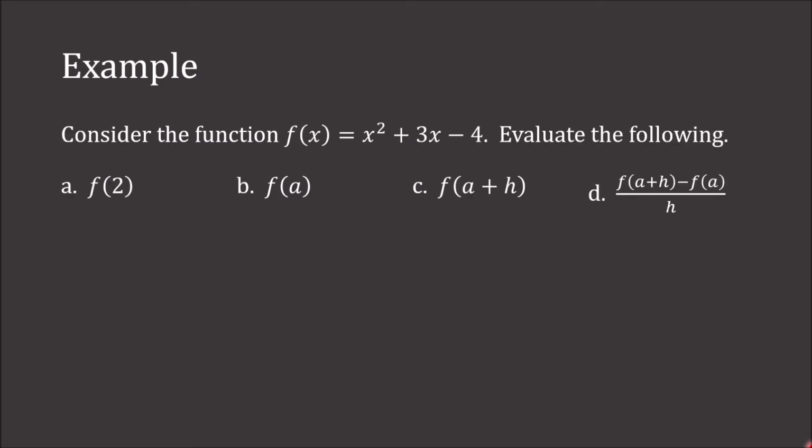So now consider the function f of x equals x squared plus 3x minus 4. We wish to evaluate these four: f of 2, f of a, f of a plus h, and then f of a plus h minus f of a all over h. So first start with f of 2.